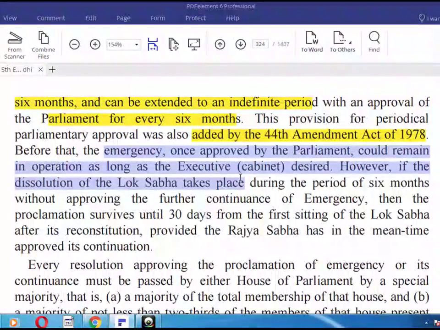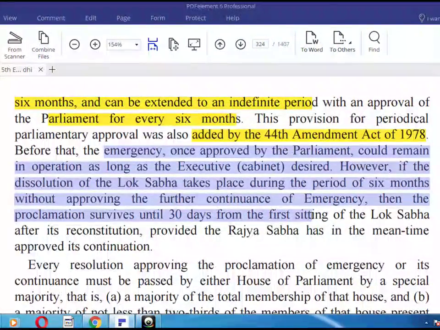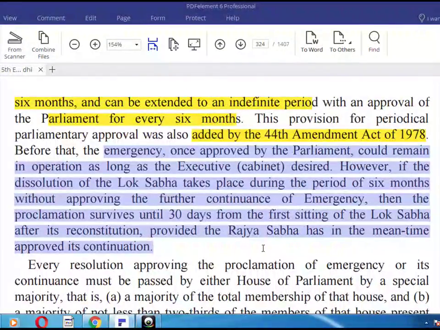However, if the dissolution of the Lok Sabha takes place during the period of 6 months without approving the further continuance of the emergency, then the proclamation survives for 30 days from the first sitting of the Lok Sabha after its reconstitution, provided that the Rajya Sabha has in the meantime approved its continuance.